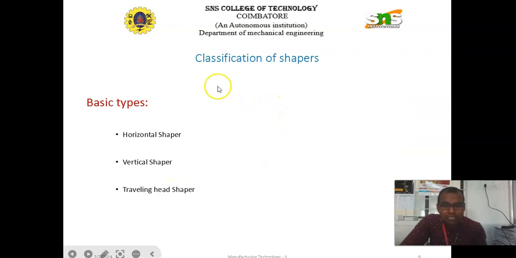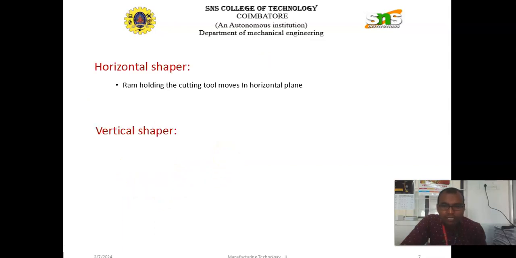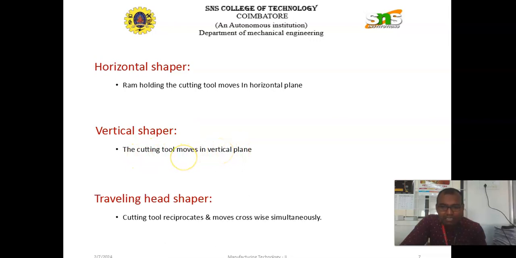Here we are going to discuss the classification of shapers. These are some of the basic types: horizontal shaper, vertical shaper, and traveling head shaper. First we are going to discuss the horizontal shaper. In this, the ram holding the cutting tool moves in the horizontal plane. Whereas in the vertical shaper, the cutting tool moves in the vertical plane. In the traveling head shaper, the cutting tool both reciprocates and moves crosswise simultaneously. We can change the direction of the crosswise movement up to a certain angle in the traveling head shaper.